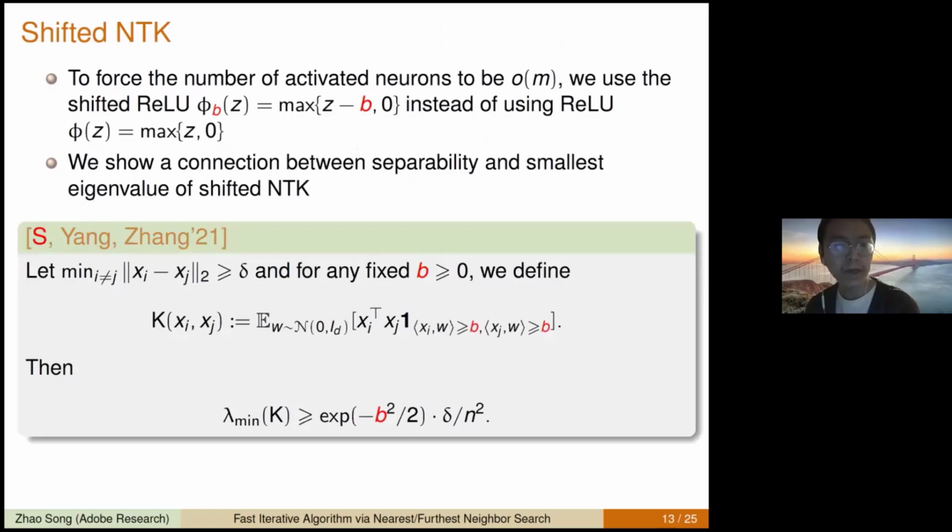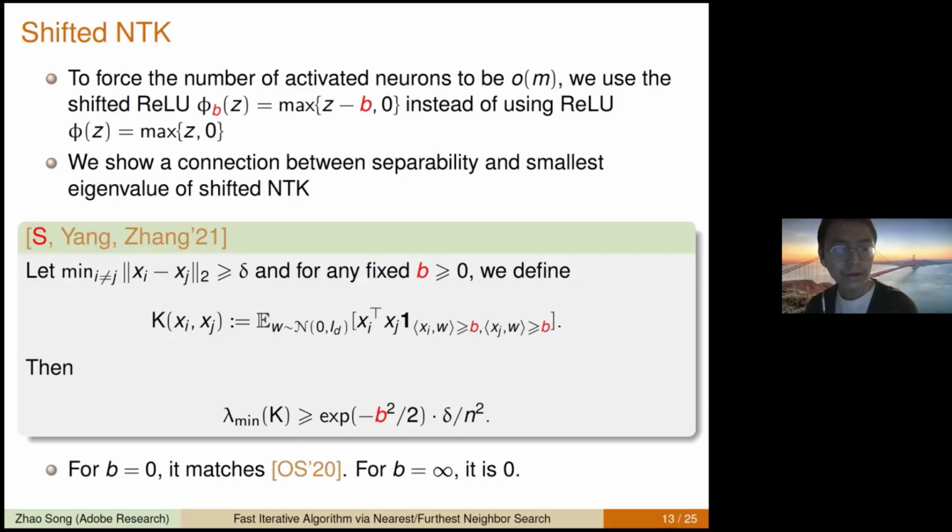For example, the classical NTK is just the corresponding version where b is 0, and here we are going to choose some b bigger than 0. Then in the connection between the eigenvalue and the separability, you will lose some exponent in the minus b squared. So eventually in the algorithm, we are going to choose b to be theta root log m.